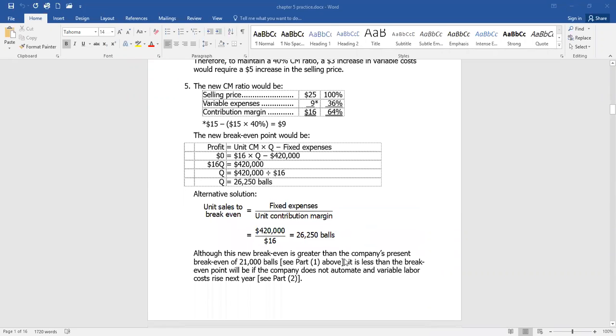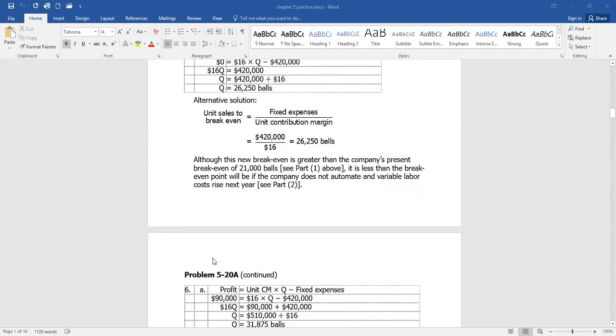So you're seeing how these equations and formulas are used to help answer questions, managerial questions about the company's product, and in this case, should they build a new plant? Now we're going to refer back to part 5. In part 6, if the new plant is built, how many balls will have to be sold next year to earn the same net operating income?